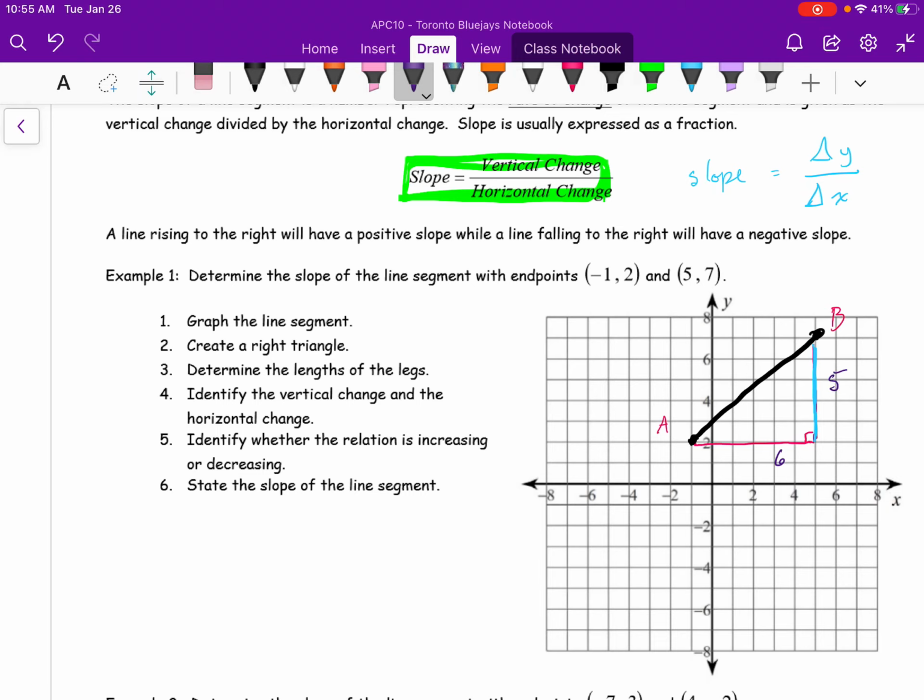It's 5 units. And if you think about it, moving in the x direction, -1 to 5, that will be 6 units of change. Moving 2 to 7 will be 5 units of change. We're going to identify the vertical change. The vertical change here is 5. The horizontal change is 6.